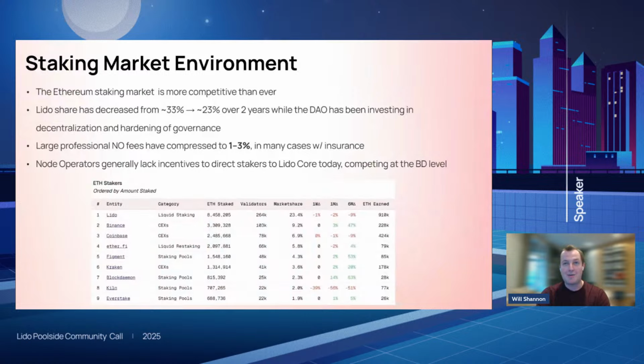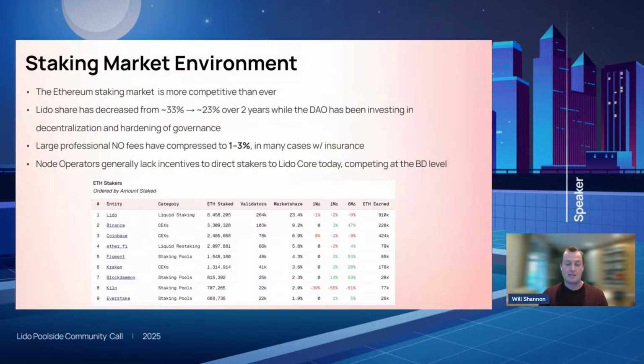So anyone that is in the industry could basically tell you things are more competitive than ever. While the Lido DAO has been investing in this decentralization, this massive node operator set expansion, the hardening of governance, market share has fallen by about 10 percentage points. And this is driven by many different reasons. We've seen a resurgence in centralized exchange staking. We've seen new novel mechanisms like restaking. But there's also been some other factors that are slightly more within the wheelhouse of Lido and direct control.